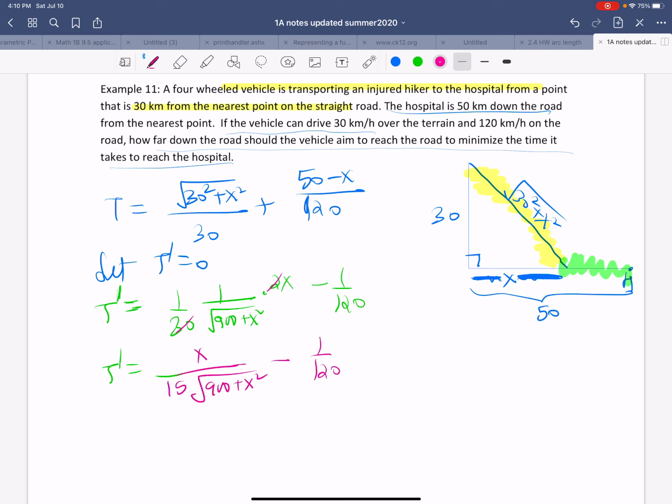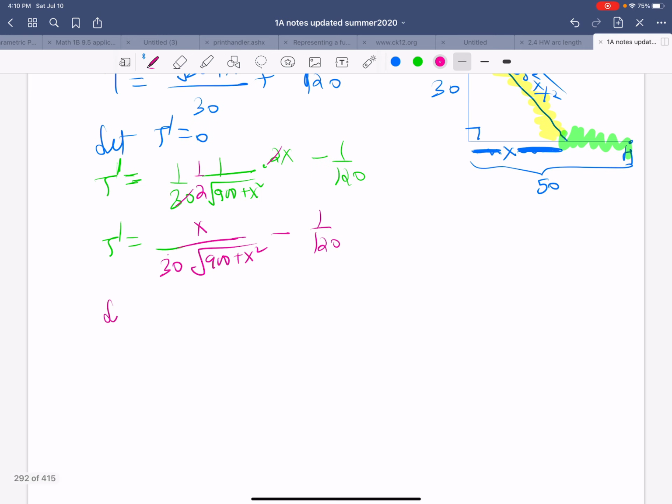Let's set the derivative equal to 0. There's going to be a 1/2 here as well, because the exponent 1/2 comes in the front. The 2 and 2 will cancel, so I will have a 30 here. Okay, so now set t prime equal to 0: x over 30 square root of 900 plus x squared, minus 1 over 120, equals 0.